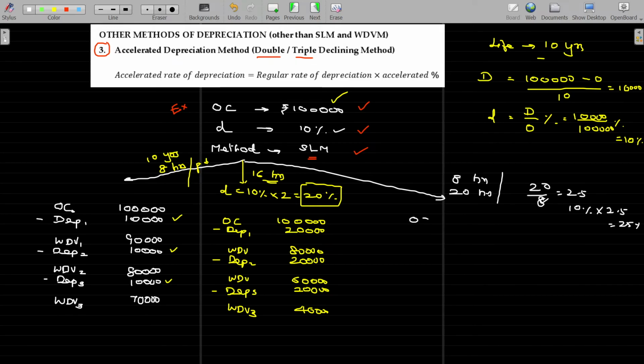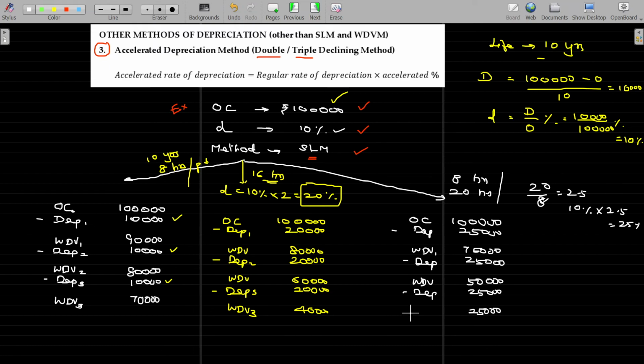Now original cost of the asset being 1 lakh. Now the depreciation for the first year being 25% on this, 25,000, and the WDV by the end of first year will be 75,000, minus depreciation for the second year again 25,000 and WDV here being 50,000, and from there depreciation being 25,000 on that. So balance being final WDV 25,000. Is that okay? This is called accelerated.